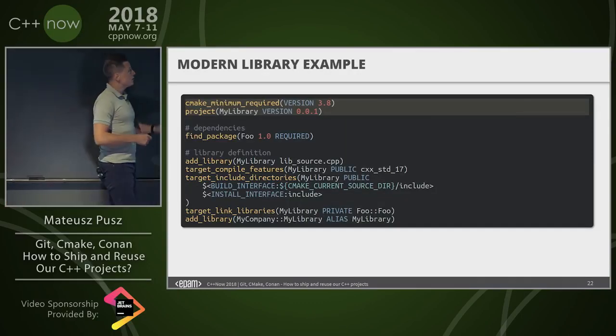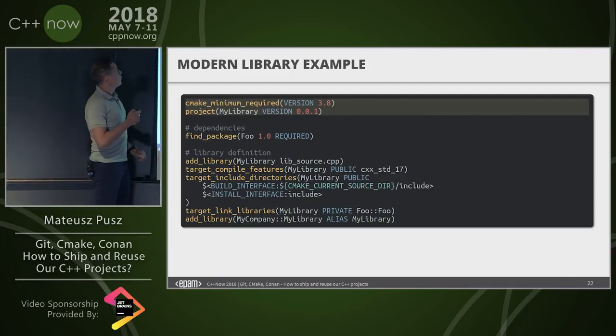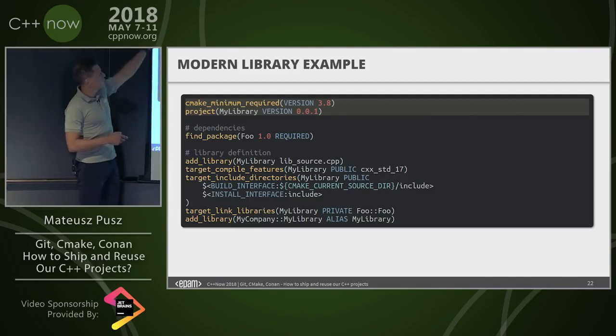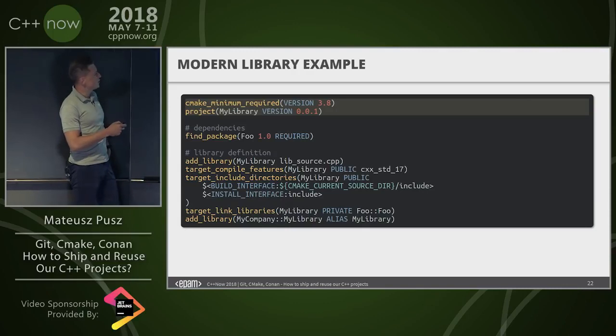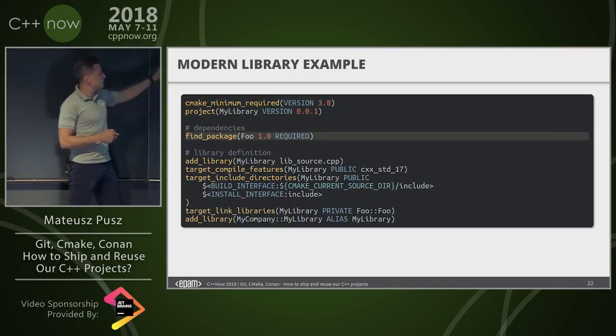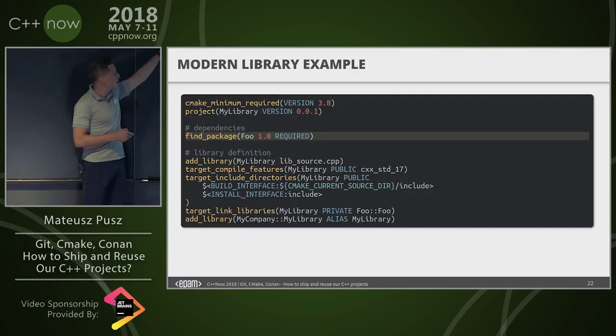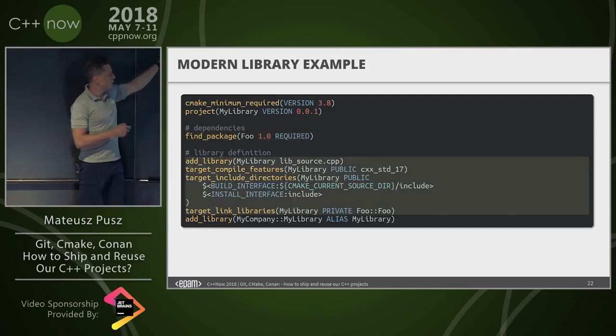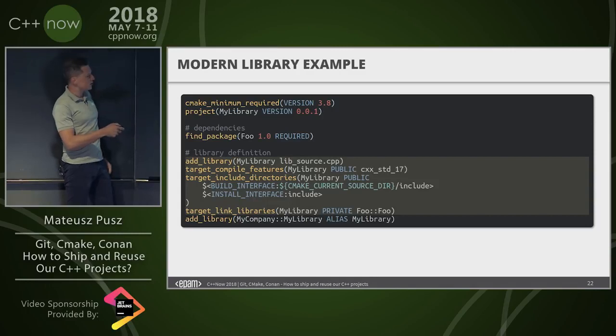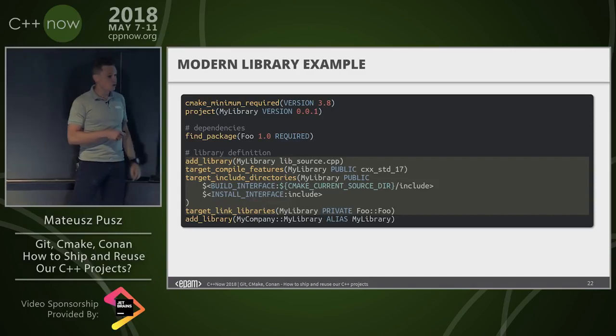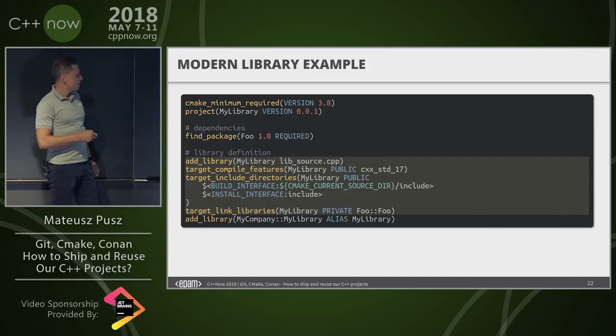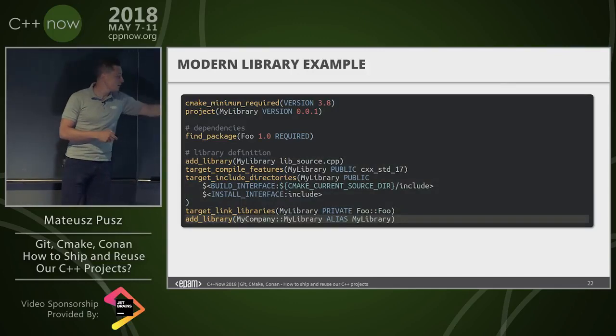This is typical modern library example. You have introduction saying what version you are using, naming of the version of the project, and maybe version if you want to share it with someone. You are having some dependencies with find package. You are defining your library. You may specify which version of standard you are using. You have some include directories, but per target, not globally provided. Which libraries do you link with? And then you can provide this alias, as I told you.